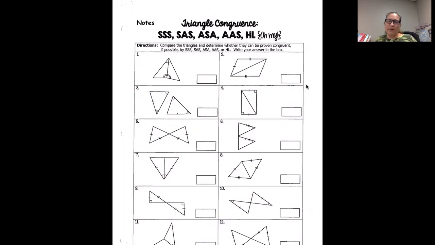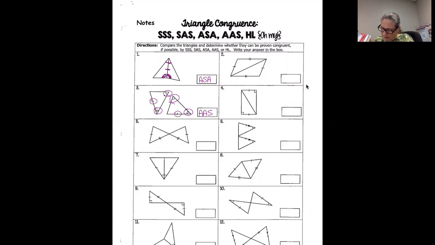So we're going to do a few of these together, and then you guys will do the rest of them with me in class. Taking a look at problem number 1. We have angle congruence here and here. And then we have a common side in the middle. This one is angle, side, angle. Taking a look at problem number 2, we have an angle, angle, side, angle, angle, side. It is really that simple.